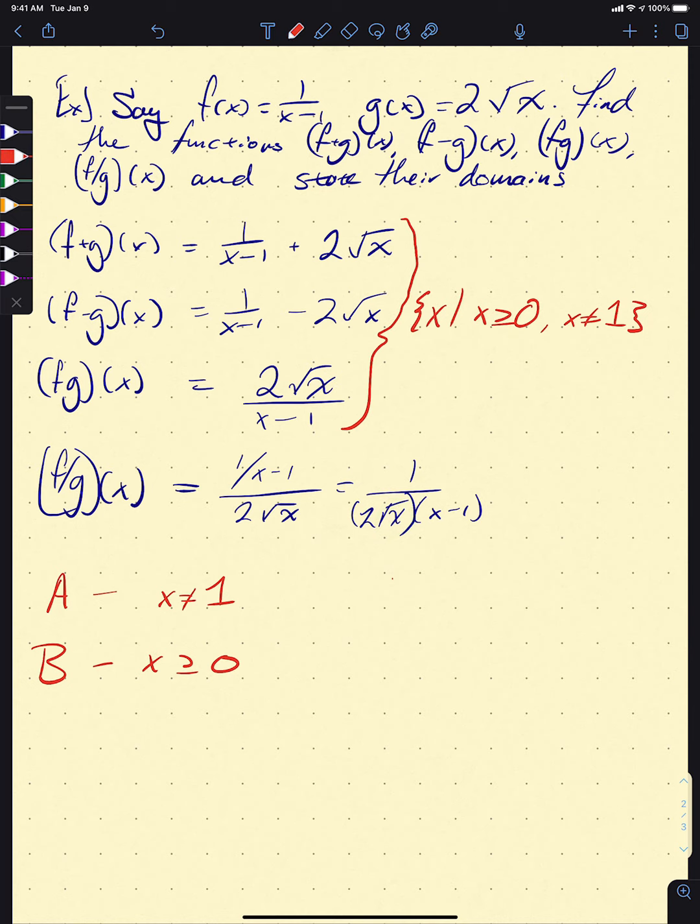So for this last one, we have nearly the same thing, our set of all x's, except x has to be strictly greater than 0 here, because if it equals 0, then g of x equals 0, and we're outside of our domain because we're dividing by 0, okay?